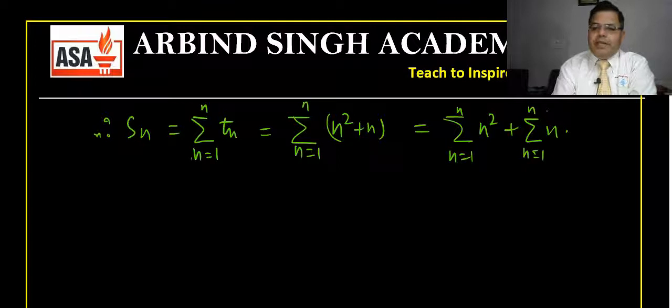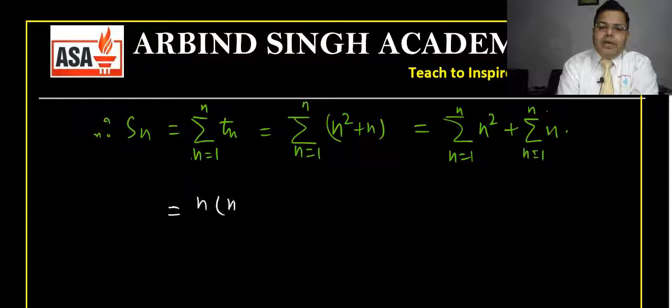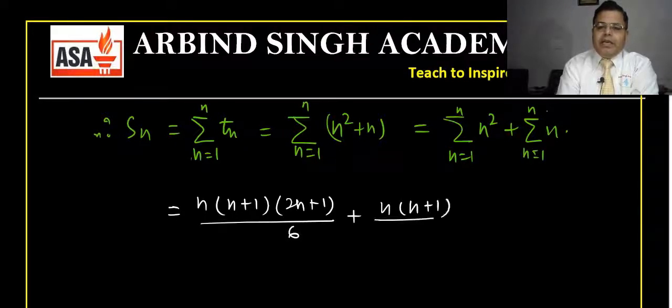So if you write here n equal to 1, what will happen? 1 square plus 2 square plus 3 square up to n square, that is the sum of squares of natural numbers. Similarly, if you put n equal to 1 here, then it will be 1 plus 2 plus 3 up to n, that is the sum of the first n natural numbers. So no need to write that, you will write the formula directly. Sigma n square is n into n plus 1 into 2n plus 1 upon 6, and sigma n is n into n plus 1 by 2.